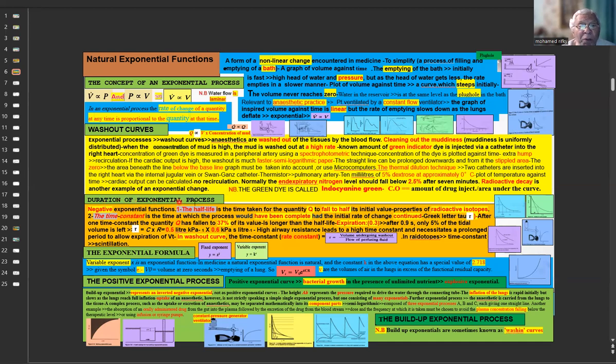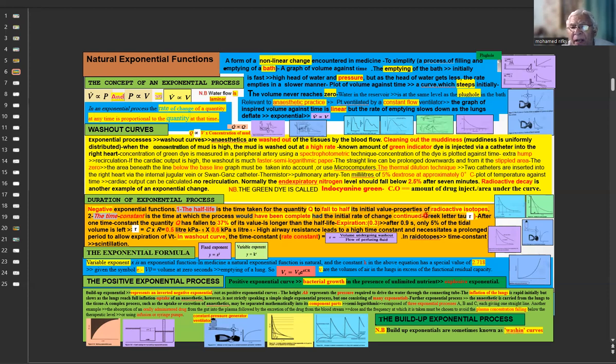The duration of an exponential process, but in a negative direction, we call a negative exponential process. Of course, the half time is the time taken for the quantity Q to fall to half. You see, it's used with radioactive isotopes. And then we have what we call the time constant or rate constant. It's the time in which the process would have been complete had the initial rate of change continued.